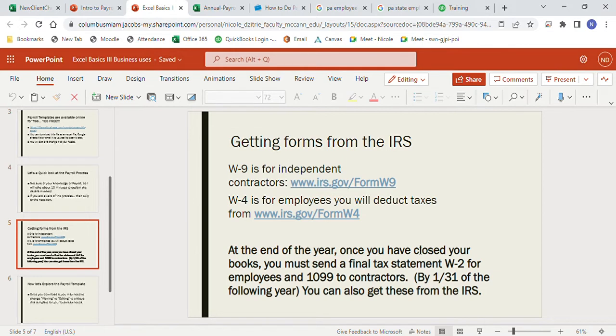For an employee, that'd be a W-2, and for a contractor, that'd be a 1099. And they need to receive that by 1/31. Okay, and you can also get those forms from the IRS.